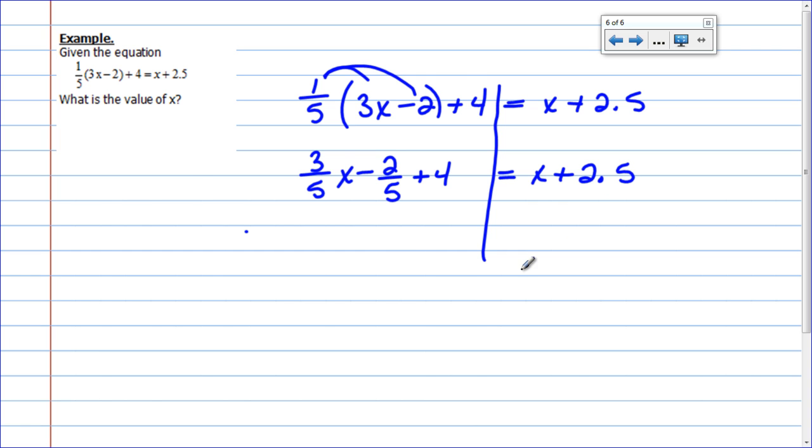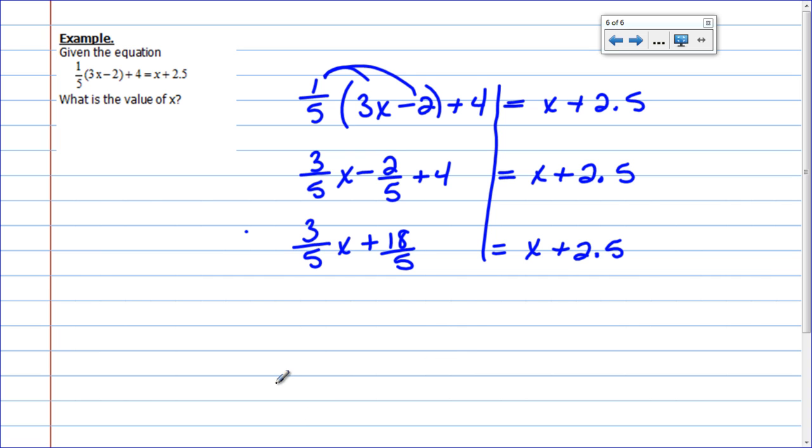Well, now I've got to combine some like terms. So I can put this minus 2/5 and this plus 4 together, and thankfully my calculator will do those fractions for me. So I have negative 2/5 plus 4. And so that comes out, so I have 3/5 x plus 18/5. And it's okay that I still have fractions because I'm going to clear them here in just a second.